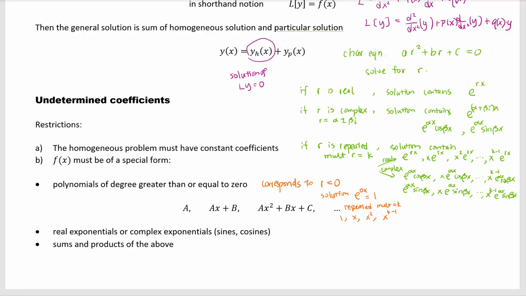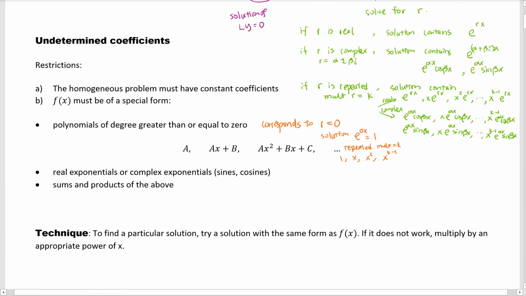So that's why a polynomial of degree greater than or equal to 0 corresponds to the root 0 in the characteristic equation. Okay, real exponential or complex exponential. So real exponential is like e to the alpha x, and e to the rx. R is real, so it corresponds to the roots being real.